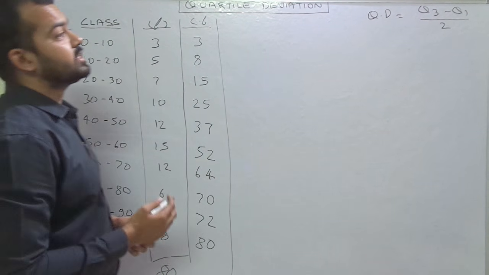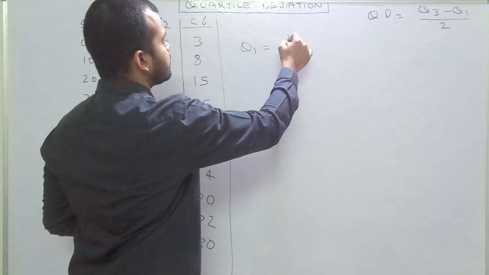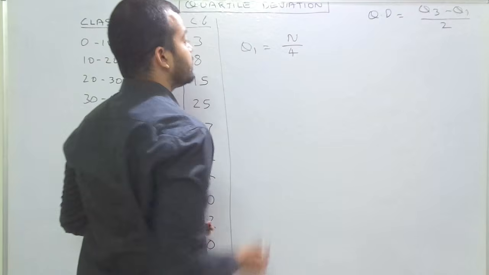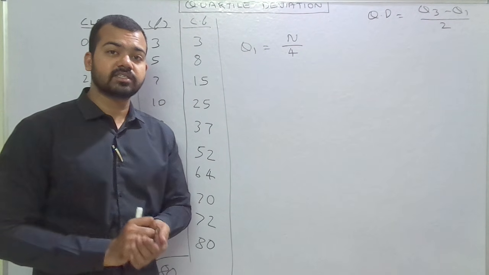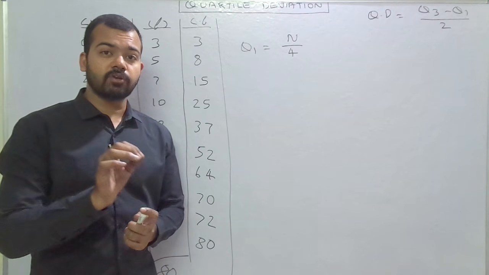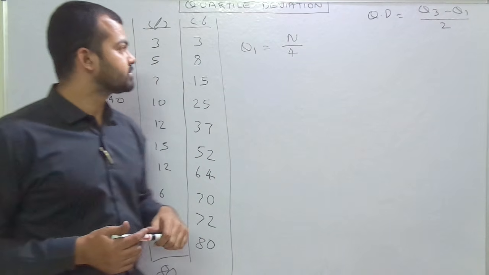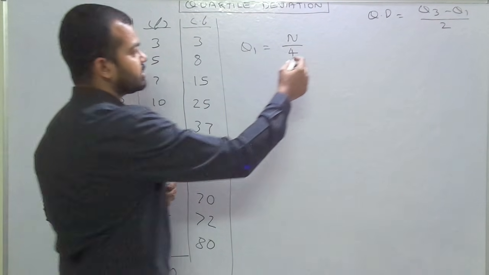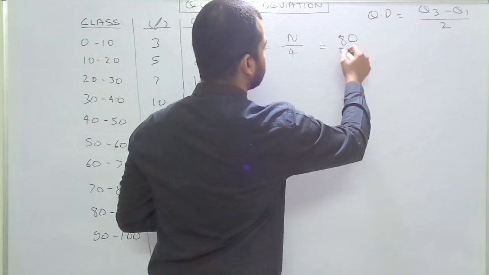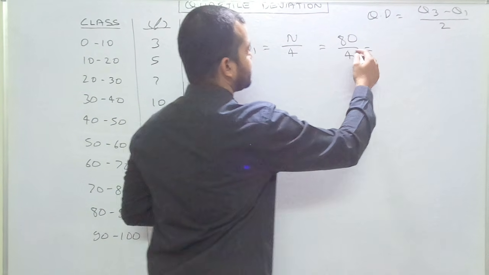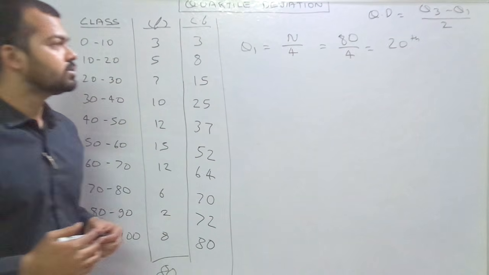Now we have to find Q1. Here Q1 is n by 4 only, not n plus 1 by 4. The reason for that I have already discussed in the video of median from the continuous series. Here we are not adding 1 to this n. Now for example, for this Q1, the total n is 80, so 80 divided by 4 is 20. So the 20th item leads to Q1.